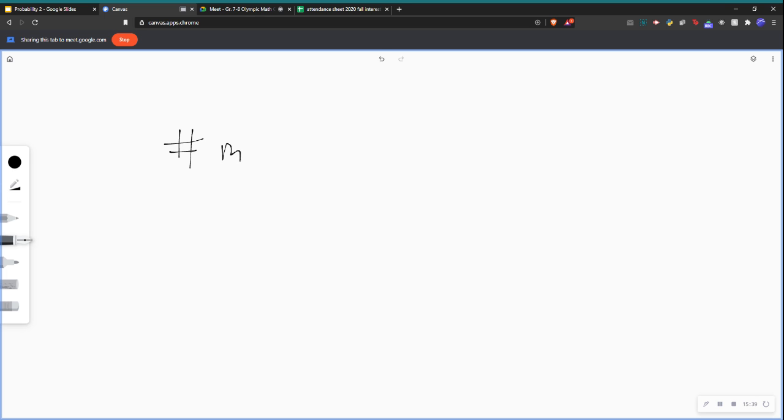Number, I'll just put m dot as multiples. So multiples of 3 between 1 and 30. And then same thing for 5. All right, can someone tell me how many multiples of 3 are there between 1 and 30?